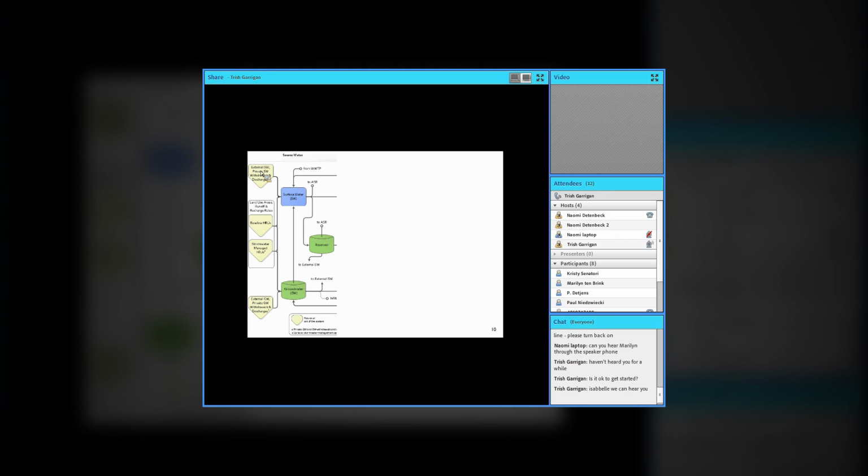Then we have treated water. And for treated water, we have two options. We either withdraw from surface water or groundwater and go to a potable water treatment plant. And potable, just to cover that, means drinkable, meaning this treatment system will produce drinking water quality water. And you can have interbasin transfer of potable water.